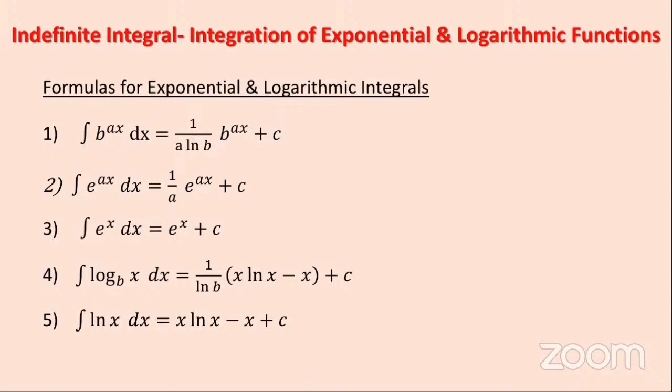Same thing with the second one: integration of e to the ax. You know that the derivative of e to the ax is e to the ax multiplied with a, right? So the integration of e to the ax is e to the ax divided by the derivative of ax, which is a, so 1 over a. The third is integration of e to the x, which is e to the x plus c. So those 3 are the formulas for the integration of exponential functions.